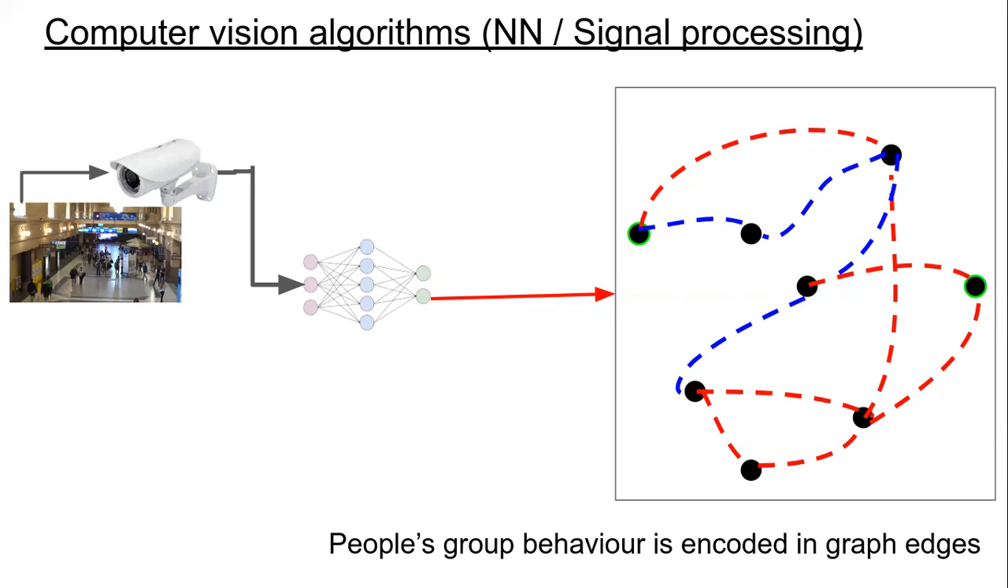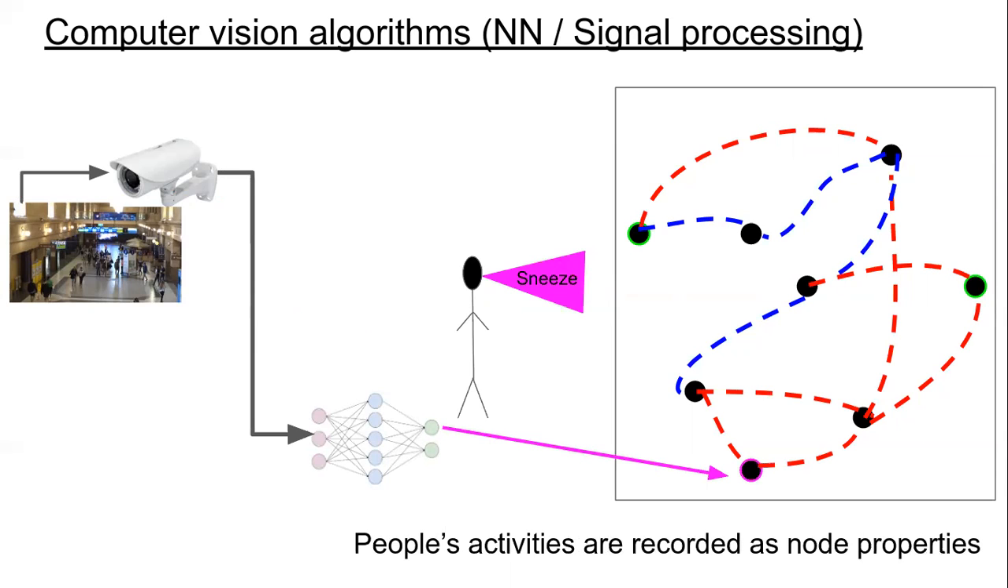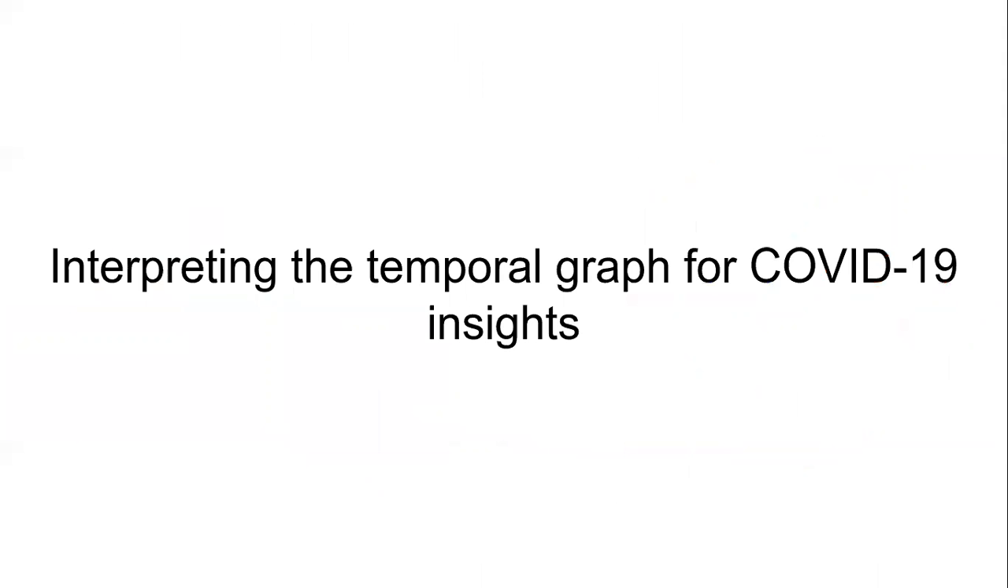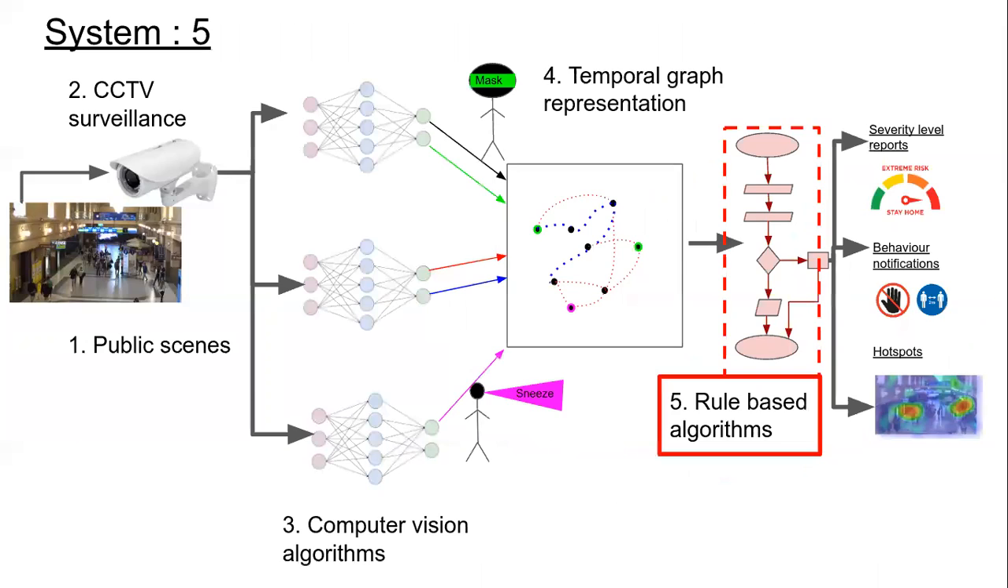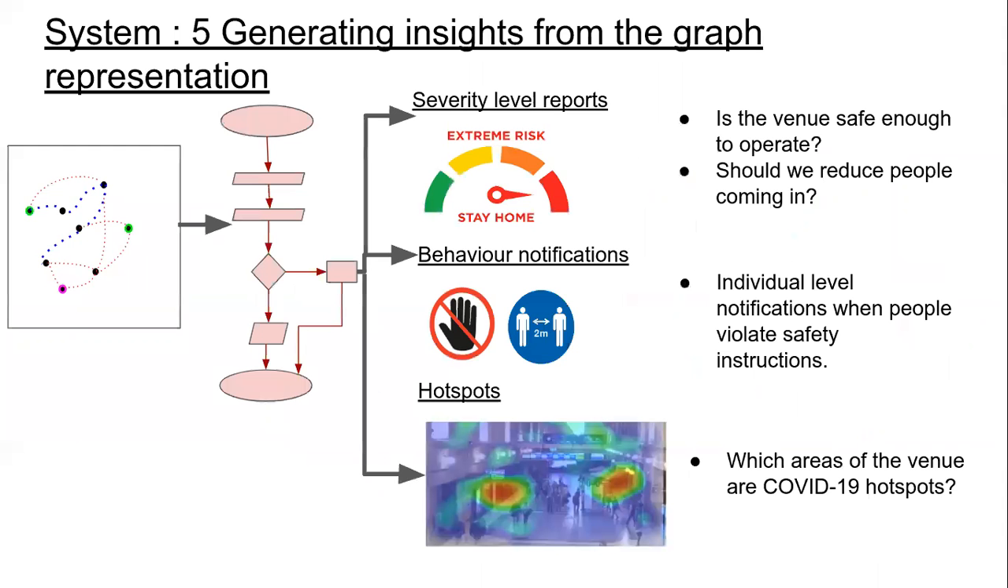parameters. And then we have computer vision algorithms that can find different activities. For example, sneezing, that can be an activity of a particular person, a particular node. So those properties can also be encoded in the graph. That way we have a very informative graph that is representative of the video and what happened in the actual scene. So once we have this graph, we have to interpret that. So let me explain a few interpretations that we can get out of this graph. So we are talking about this part of the algorithm, the rule-based part.